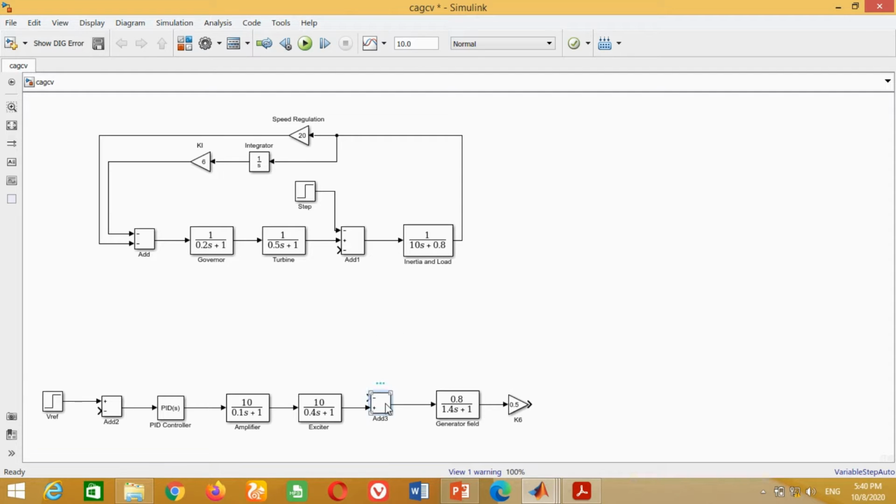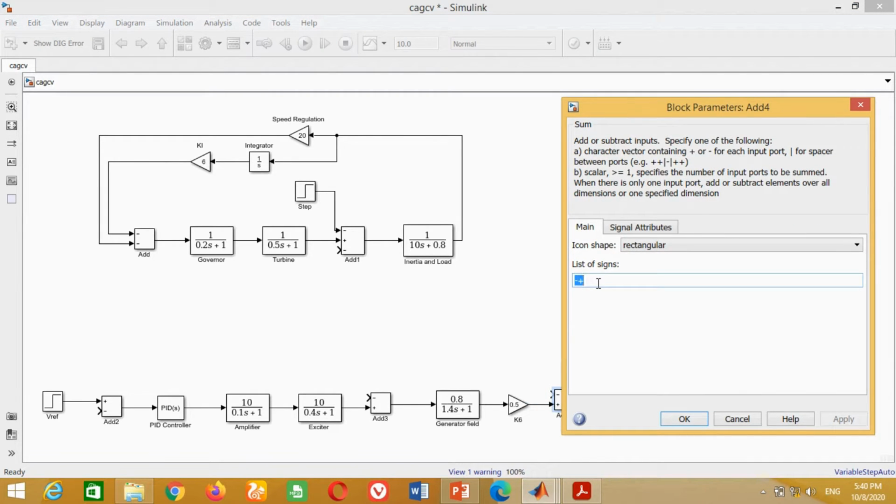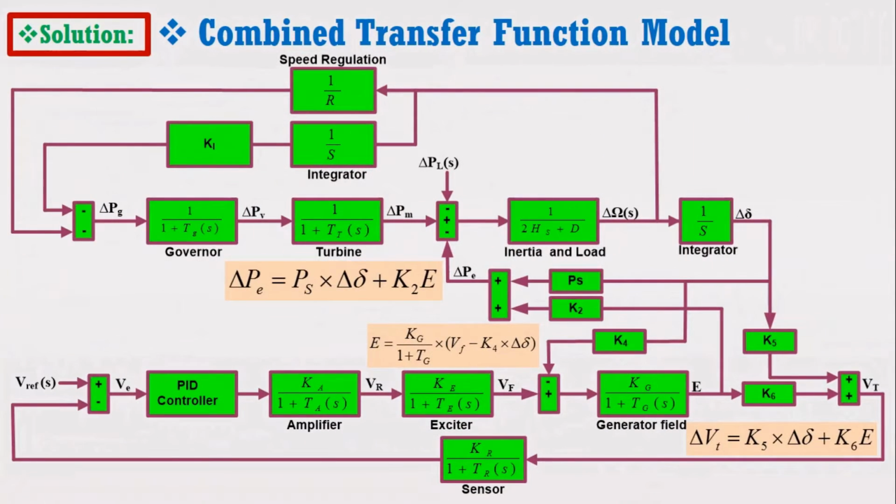Now we need the add block again. For this purpose, just copy this block and paste it here. Double click on it. Put here two positive signs and press OK. Look at the figure again.